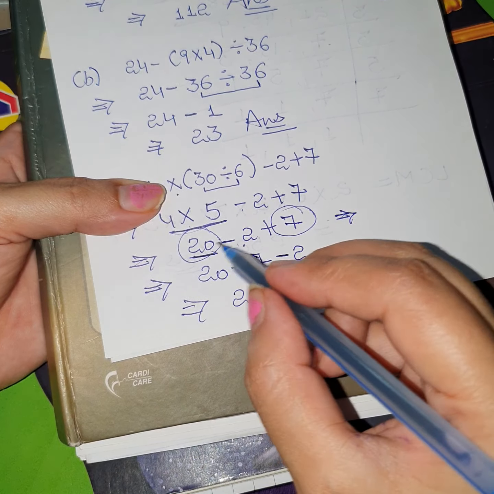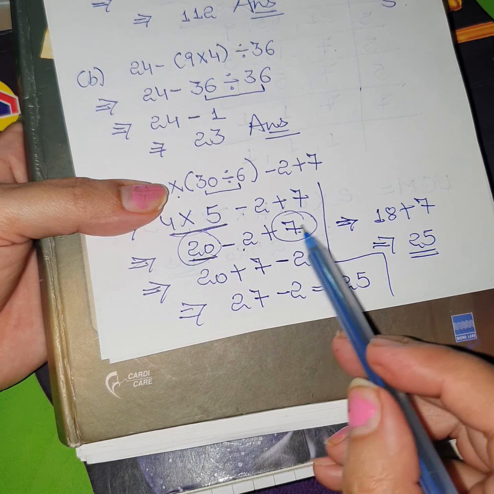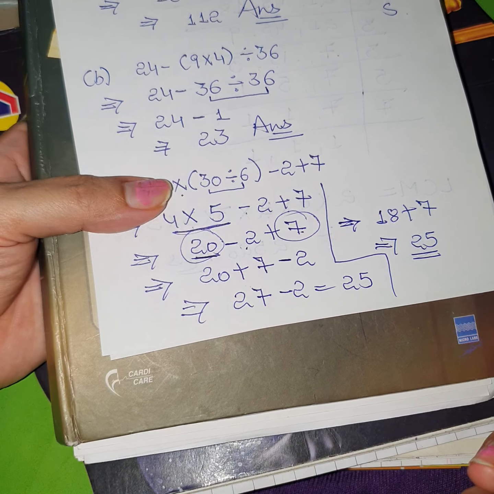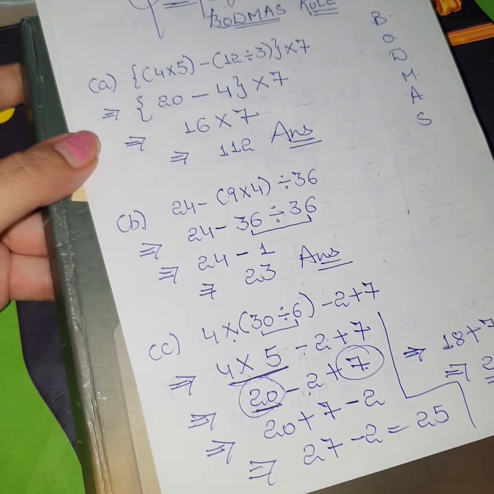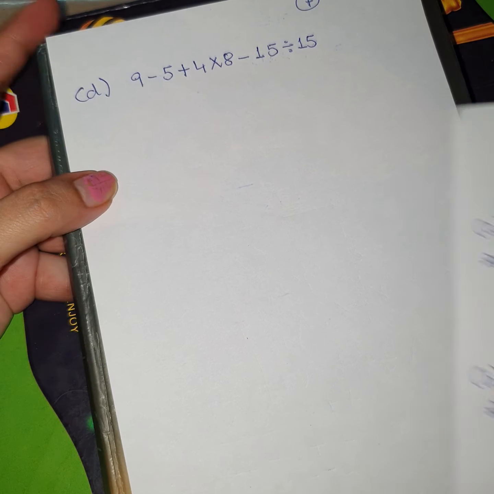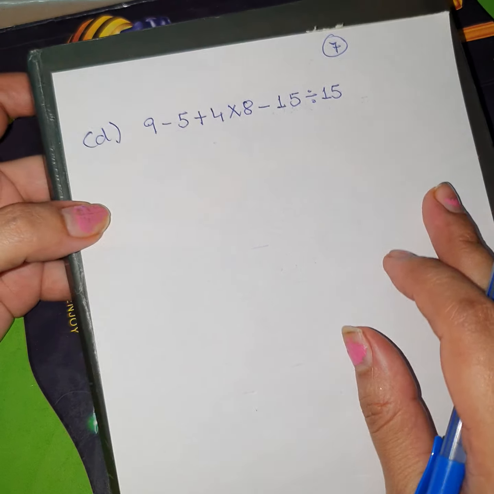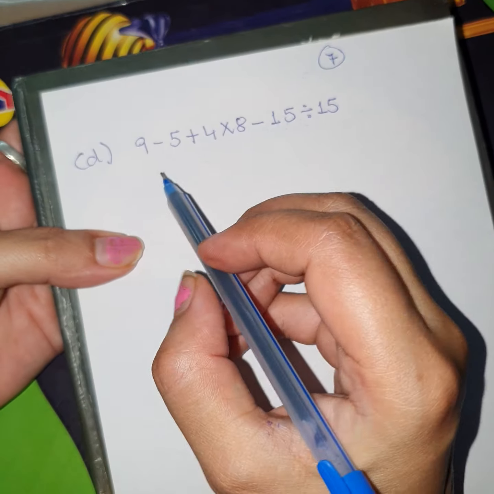See, if you do 20 minus 2, so 18 plus 7. So 18 plus 7 will also give you 25. So it depends on you whether you use addition first or subtraction, the answer will come the same. In addition and subtraction, the answer will not come different. Now the last part I have given you, this part.